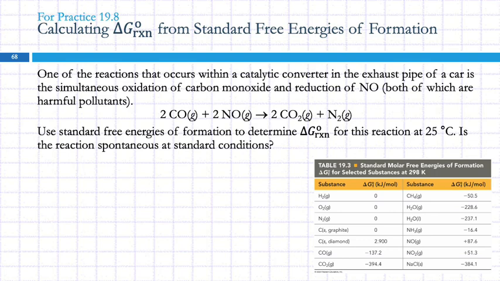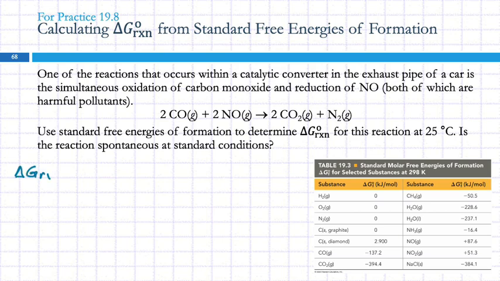One of the reactions that occurs within a catalytic converter in the exhaust pipe of a car is the simultaneous oxidation of carbon monoxide and reduction of nitrogen monoxide, both of which are harmful pollutants. So use standard free energies of formation to determine delta G for this reaction at 25 degrees Celsius. Is the reaction spontaneous at standard conditions? So here we've got standard molar free energies of formation for a bunch of things given there, and it actually does include all the things we need, so that's nice.